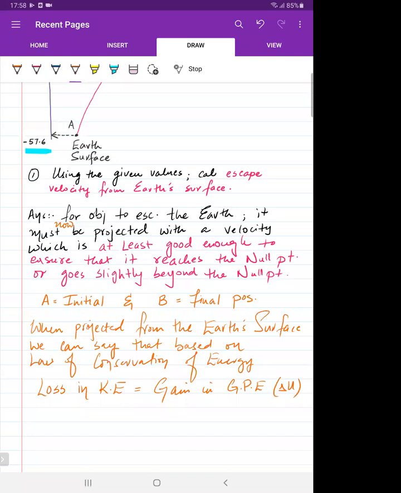ठीक है, numbers लगाते हैं. Just keep in mind कि numbers मैंने क्या दिए हुए थे. So your loss in kinetic energy will be half m v escape square. The right hand side will be delta phi into m. Once again, small m gets cancelled.